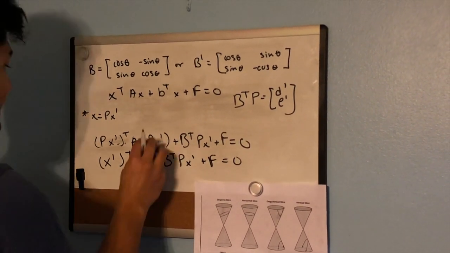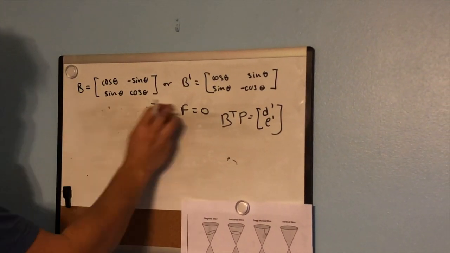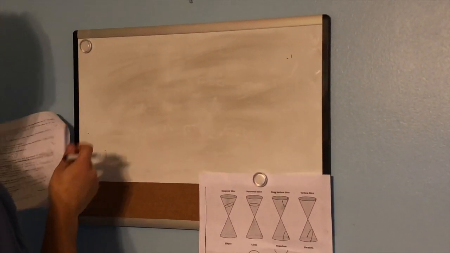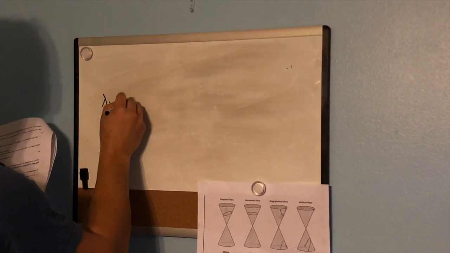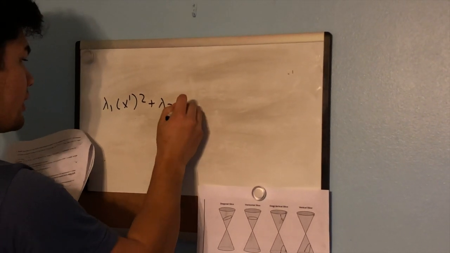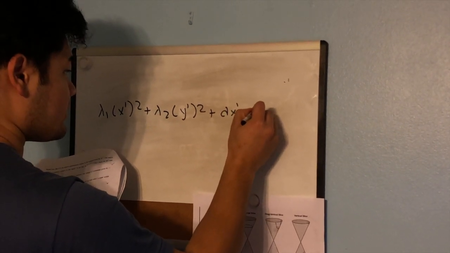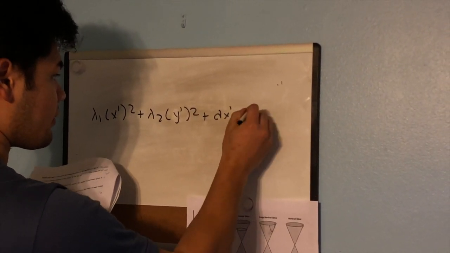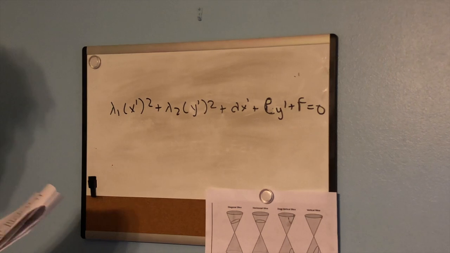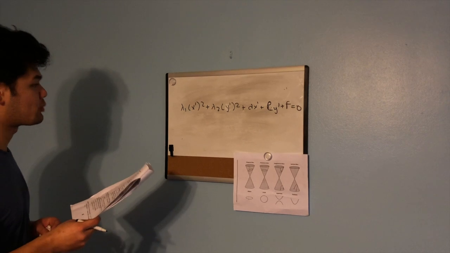So now we can rewrite everything in the x prime, y prime coordinate system as lambda 1 x prime squared plus lambda 2 y prime squared plus d x prime plus e y prime plus f equals 0. And this equation gives us the conic section in standard position in the x prime, y prime coordinate system.